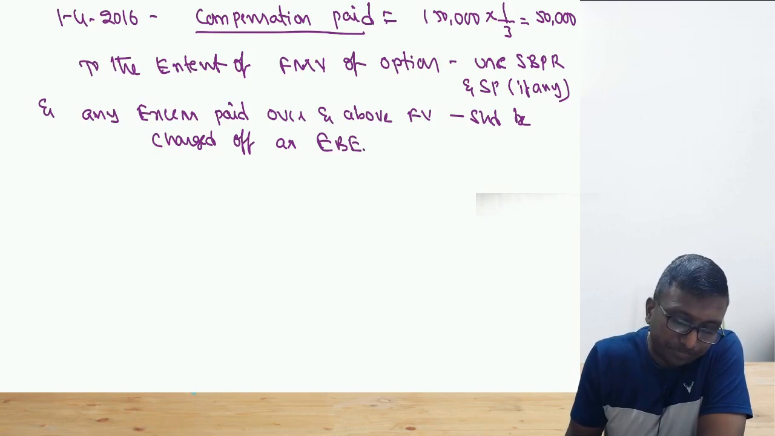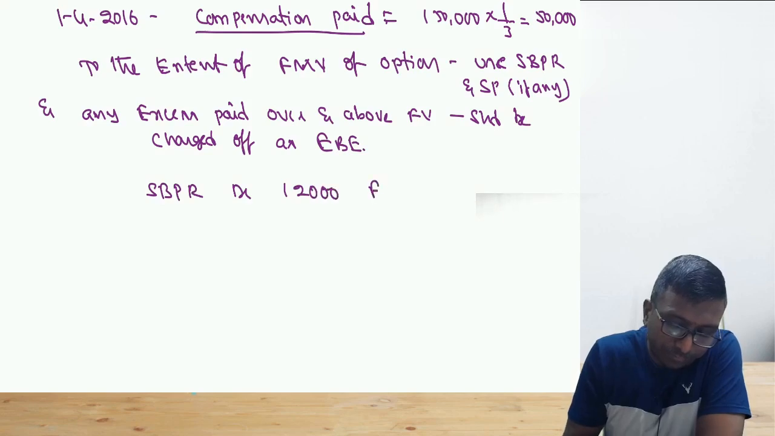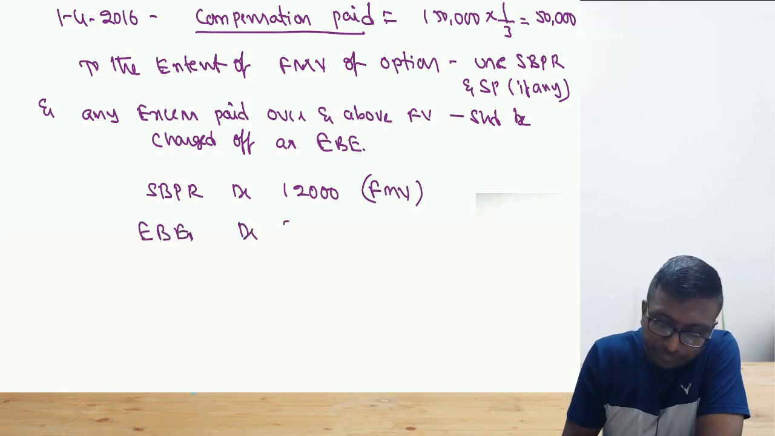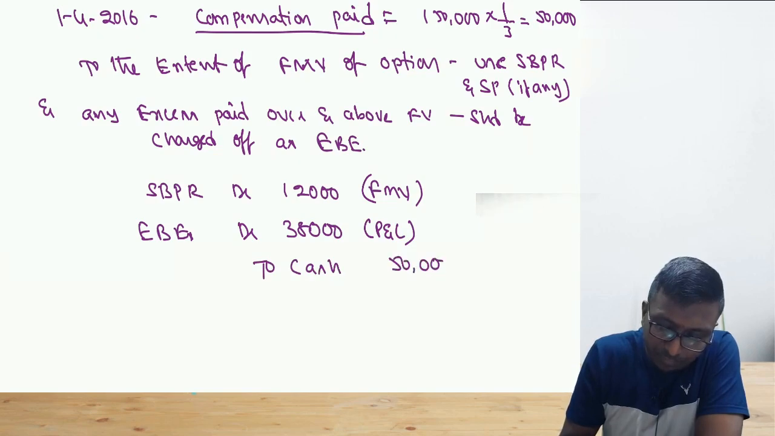Entry please. SBPR account debit 12,000. Correct na? Employee benefit expense account debit 38,000. Yeah, to cash 50,000.